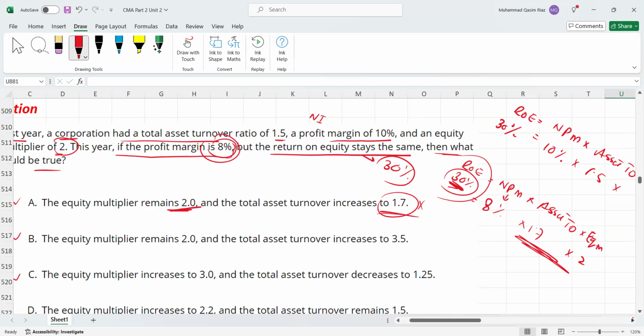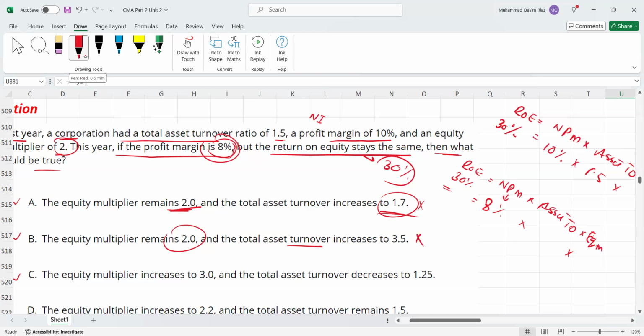Now let's change the information. They're saying now if equity multiplier is 2, keep it 2, and total asset turnover ratio is 3.5. Check whether it is 30%, more or less. So 8 times 3.5 times 2. It is 56%. No, it's not the option. This gives you 56%, not 30%. So remove this. Now we have a third option.